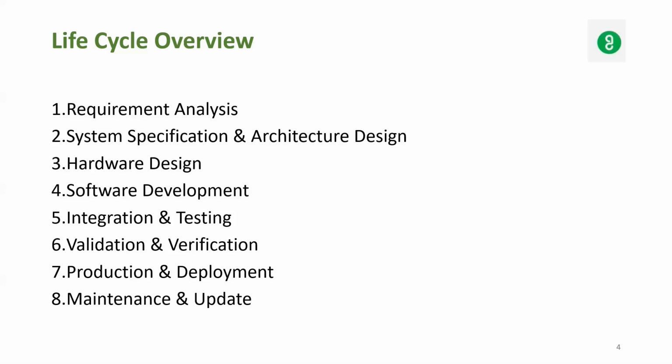The second thing is system specification and architecture design. It is a co-design system. So in this case, you have to undergo software development as well as hardware design. Both you have to take care of here. In architecture design, you have to decide which portion should go to hardware and which portion should go to software.